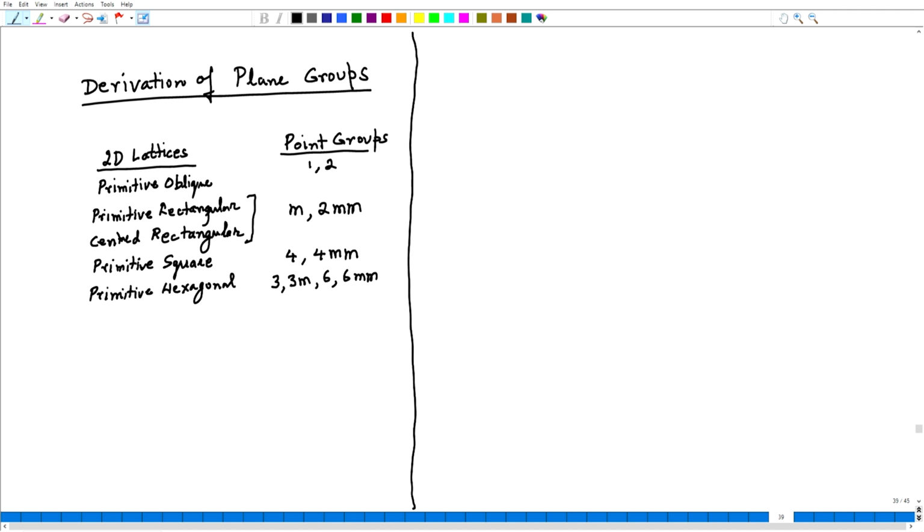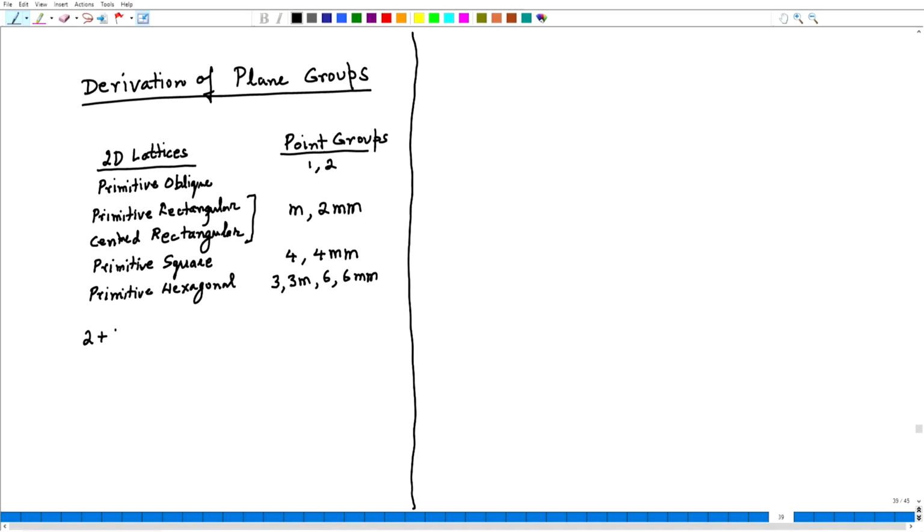So, one thing we can look at: I can add point group 1 to the primitive oblique. So, I will get straight away 2 space groups. I can add m and 2mm to the primitive rectangular lattice and the centered rectangular lattice, which will give me straight away 4 more plane groups. Then for the primitive square, I can add 4 and 4mm, I will get 2 more.